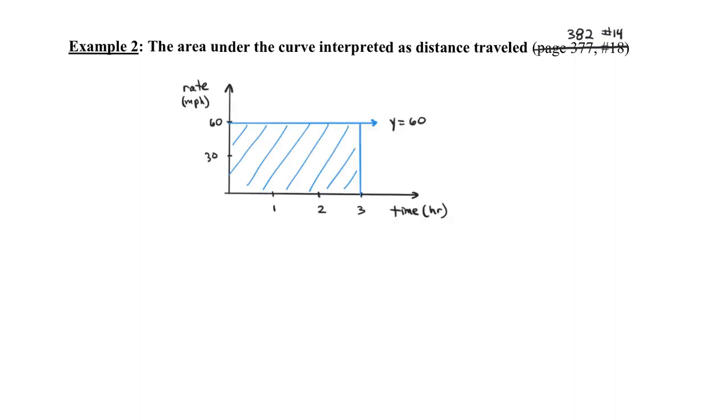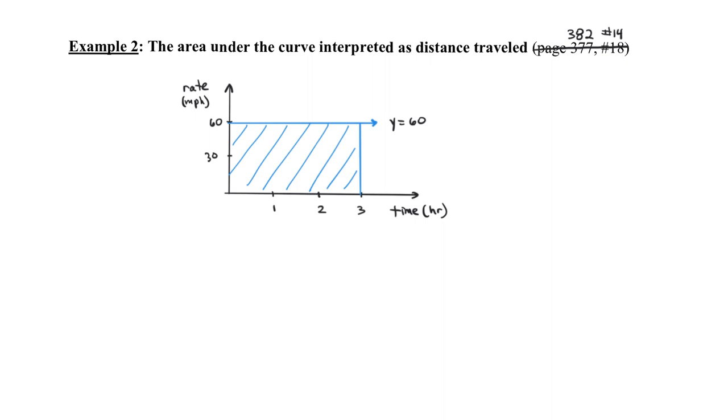So we're going to see that we can interpret the area under the curve as a distance traveled. We've got this example here. In the 8th edition of the book, it was on page 377, number 18. But in the 9th edition, it's page 382, number 14. But before we do this one, I want to do an easier example that will lead us into this one. All right, so let's take a look at this easier example before we do the one from the book.